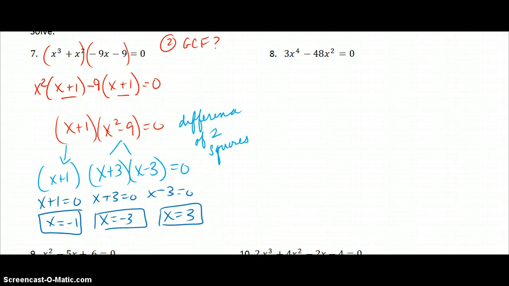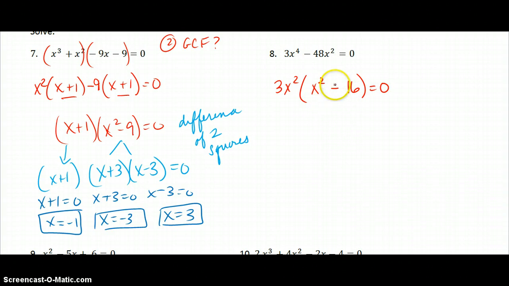Okay, for number 8, we're checking to see if it's in standard form, which it is. Next thing we want to do is, can we factor out a greatest common factor, which we can. Actually, 3 will go into both of these terms, and so will x squared. So we'll have 3x squared on the outside. We'll have just x squared left over, minus 16. 3 goes into 48 16 times.